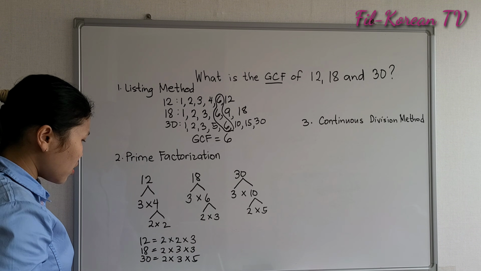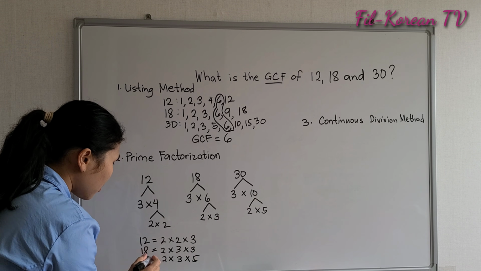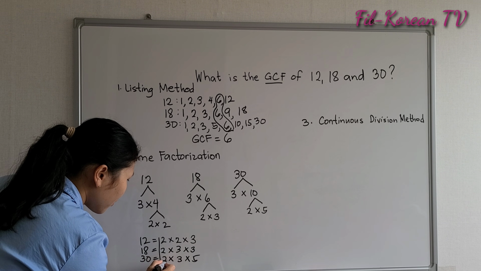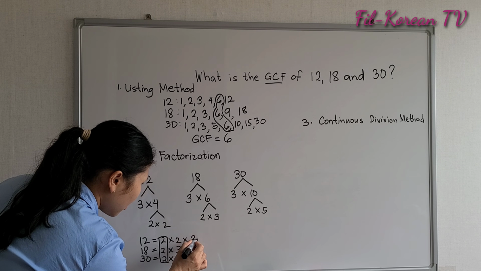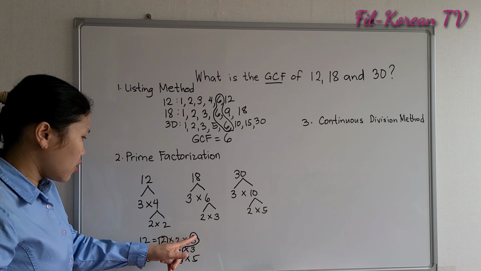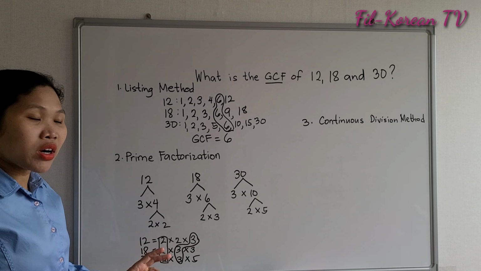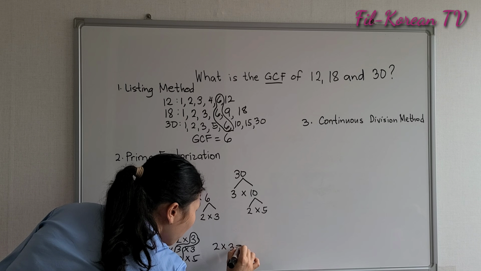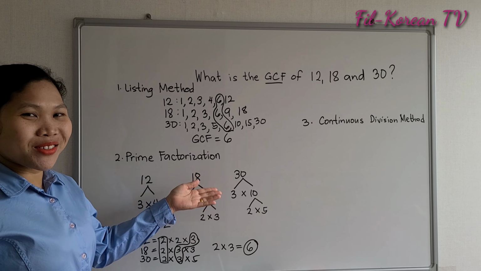Next step, look at the common factors. Common meaning the three numbers have that factor. 2 is one, and then 3 also. We will multiply the common prime factors. 2 times 3 equals 6. 6 is the GCF. Same answer.